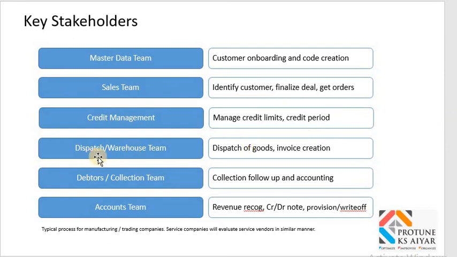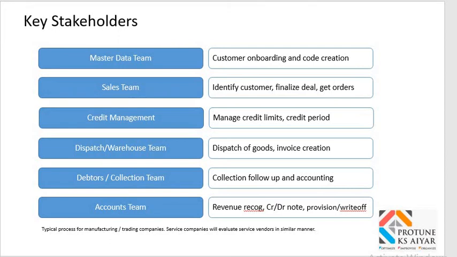The next team is the dispatch team or the warehouse team, and these are the guys who are actually generating the invoice. It should not so happen that I have actually dispatched 100 quantities, but I have invoiced only 80 quantities. That would mean that I am actually incurring a revenue loss.